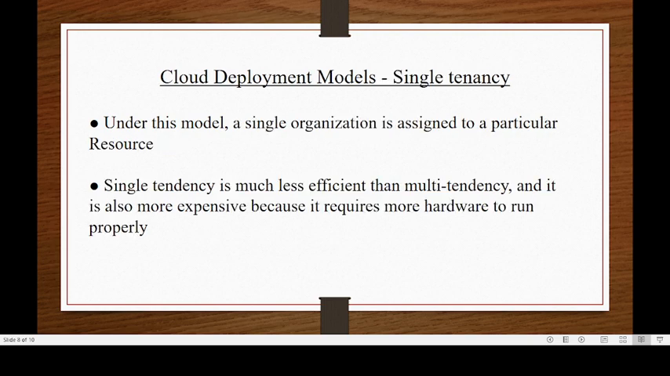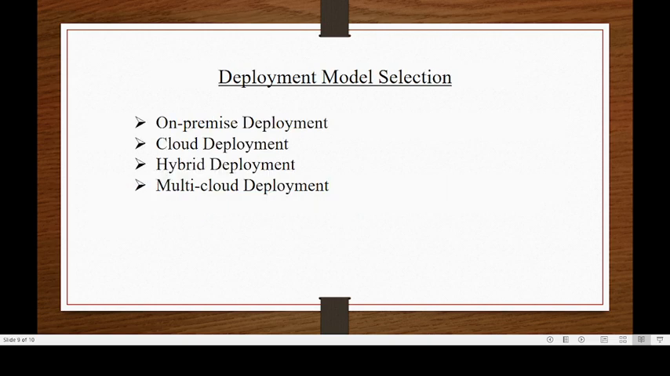Next is single tenancy model. Under this model, a single organization is assigned to a particular resource. Single tenancy is much less efficient than multi-tenancy, and it is also more expensive because it requires more hardware to run properly. Next, let's see about deployment model selection. The choice of model significantly influences the cost, control, scalability, and security of applications and services.